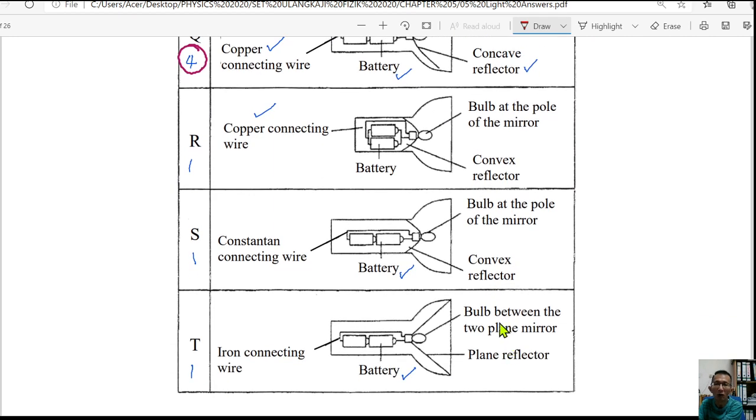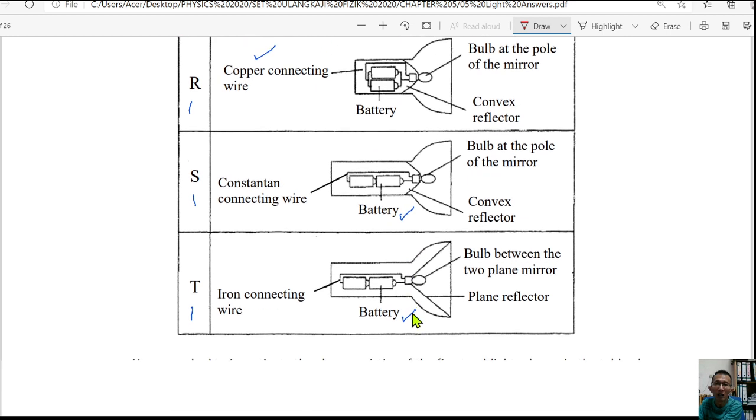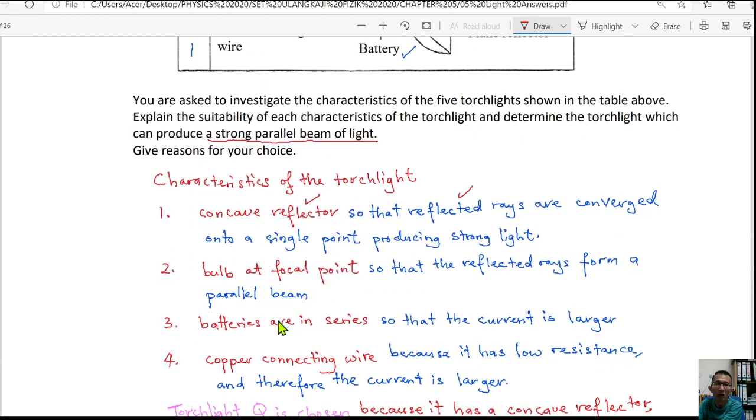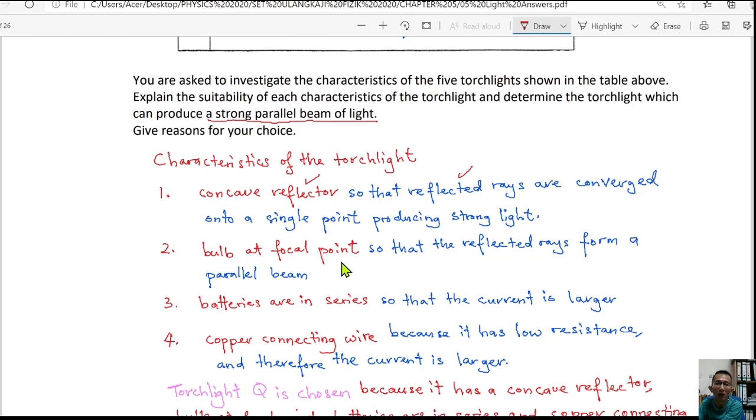Which one are you going to choose? In this case we are choosing our bulb at focal point. That's 1 point here. Why do you choose that? So that the reflected rays form a parallel beam.